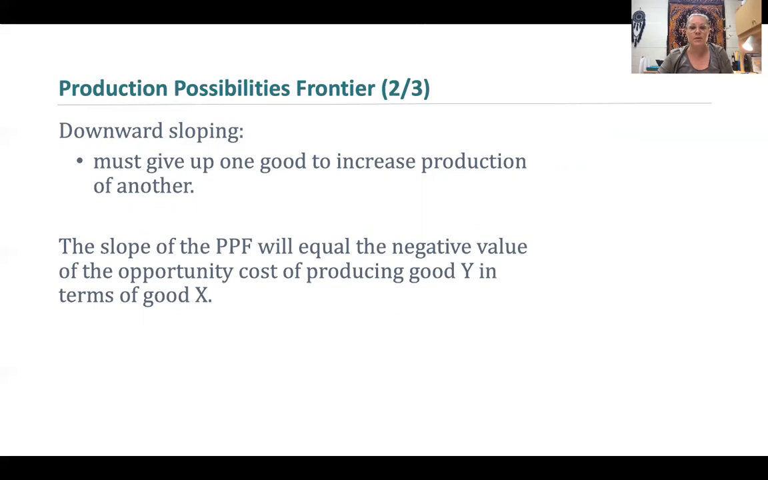The slope of the PPF will be a negative value, and it's equivalent to the opportunity cost of producing one good in terms of the other one. In other words, the amount of the slope is exactly how much you must give up to produce one more unit of the other thing.